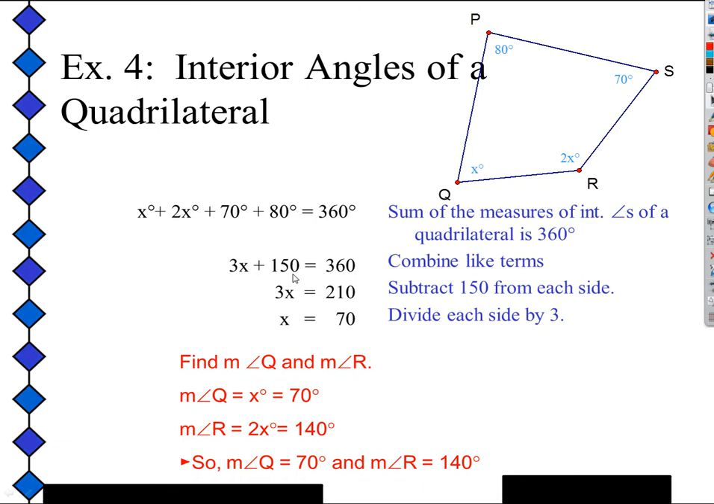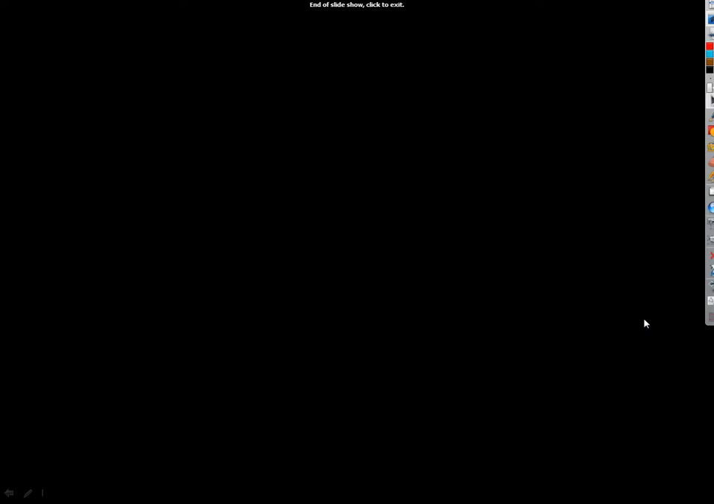If x is 70, then angle Q is 70. Angle R is 2 times 70, so it'd be 140, right? Got it. Okay, so that's 6-1, no big deal. No big deal at all.